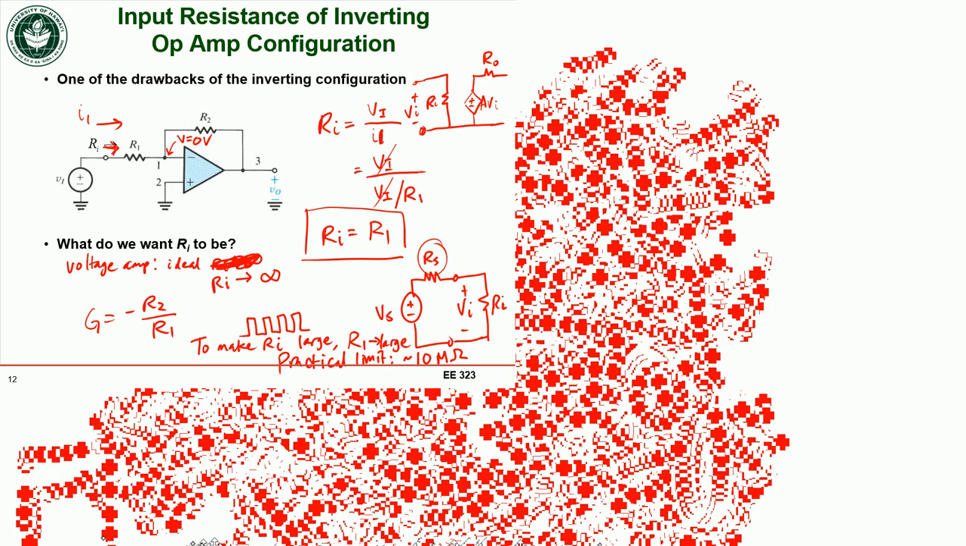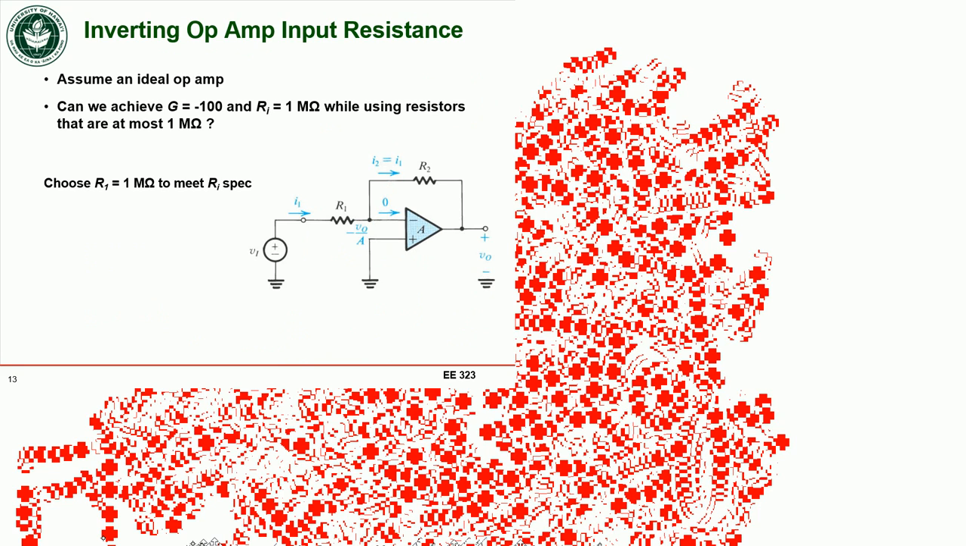Okay, let's look at an example of that. So let's say I have an ideal op amp, and I have an inverting configuration. So I want to achieve a gain of negative 100 and an input resistance of a mega ohm. And I'm going to limit myself to using resistors that are at most 1 mega ohm. Okay, so if I do that, the easiest thing to do at first is just to say, okay, that means this R1 is equal to 1 megaohm because my input resistance is equal to R1, and I wanted that to be a megaohm.